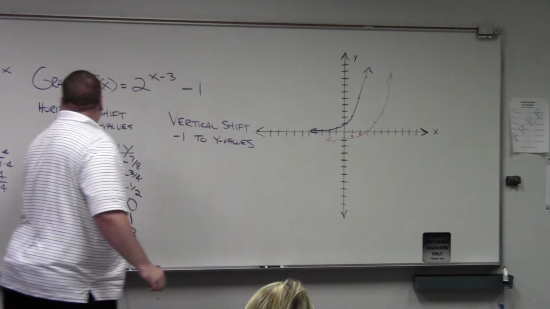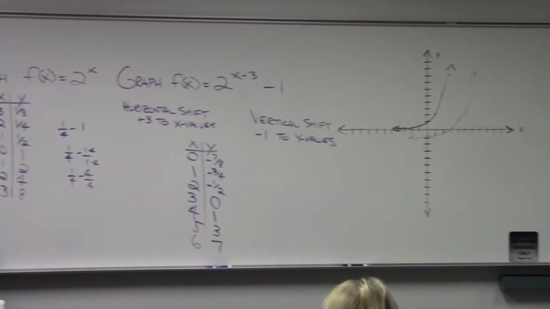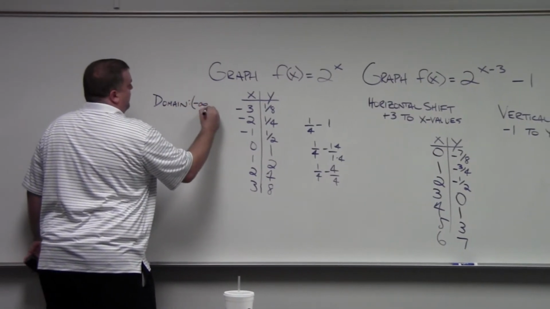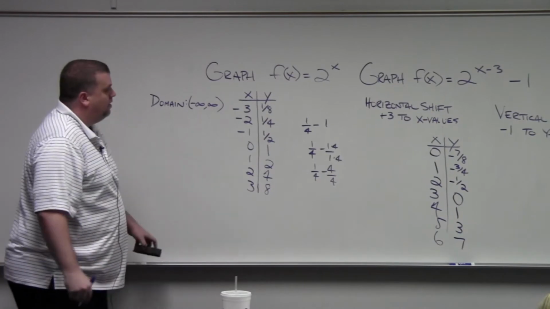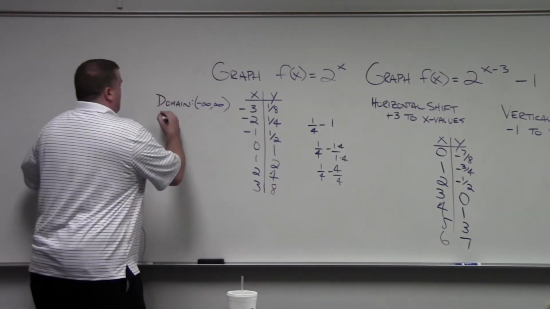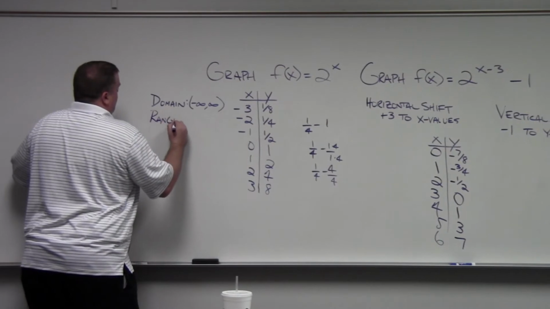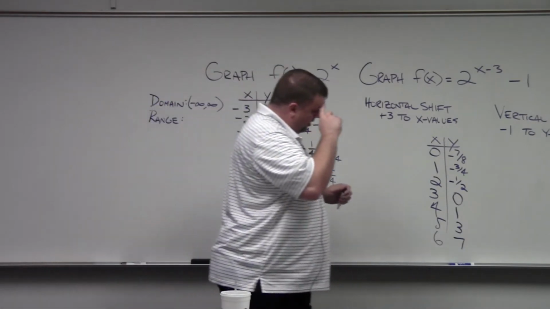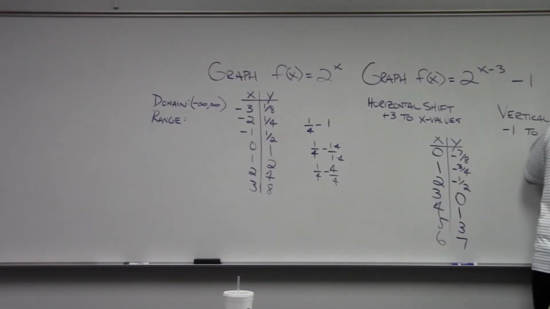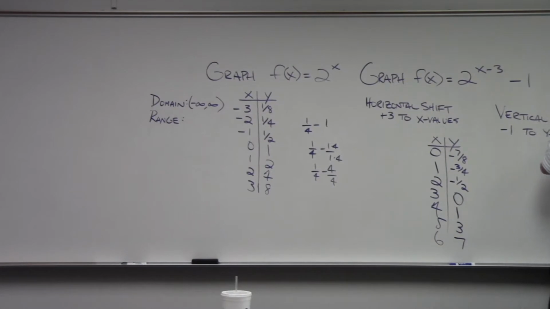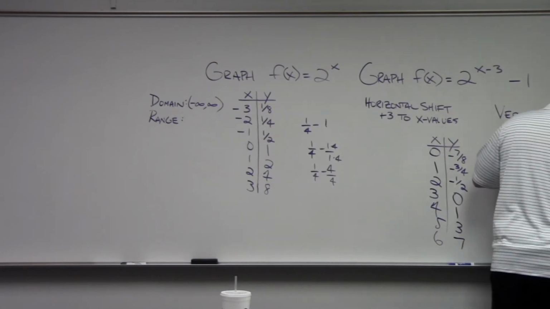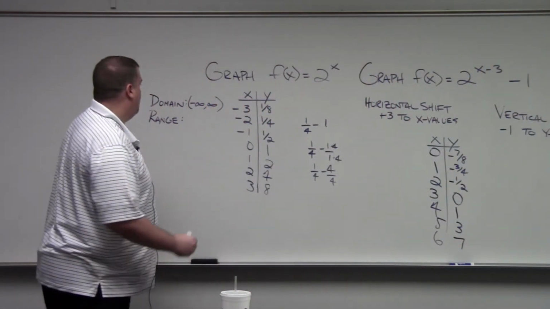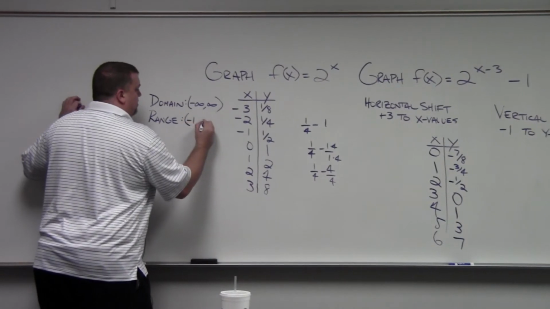So let's talk about some of this information. What would the domain be? Yeah, we still have that negative infinity to positive infinity, all real numbers. That's not changing. But the range changed. What do you think the range would be on this one? Negative 1. We had a vertical shift down 1, which means that asymptote also shifted down 1. So we'll keep that in mind. So our range would be negative 1 to infinity.